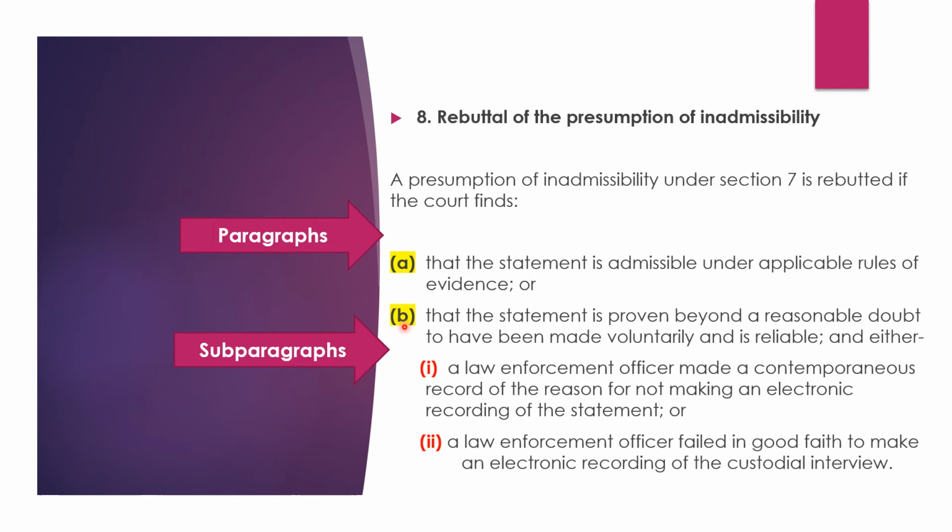Now you already understand what the section heading is all about. It says here, rebuttal of the presumption of inadmissibility. And we see here a presumption of inadmissibility under section 7 is rebutted if the court finds. And so now we are going to look at a further subdivision of the section, and that is what we refer to as the paragraph here. In this case, if the court finds that A, the statement is admissible on the applicable rules of evidence, or B, that the statement is proven beyond a reasonable doubt to have been made voluntarily and is reliable, and either.